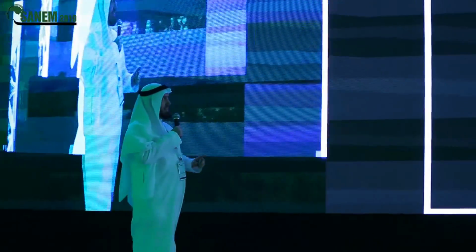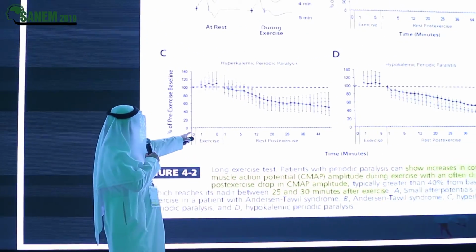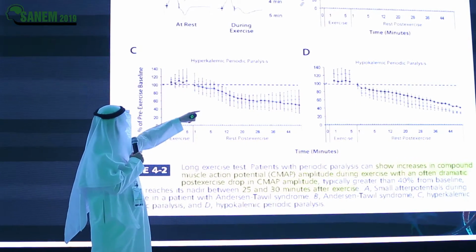And here again, the same. This is hyperkalemic and this is hypokalemic. You just see the drop, but here you see increase in CMAP at the beginning.